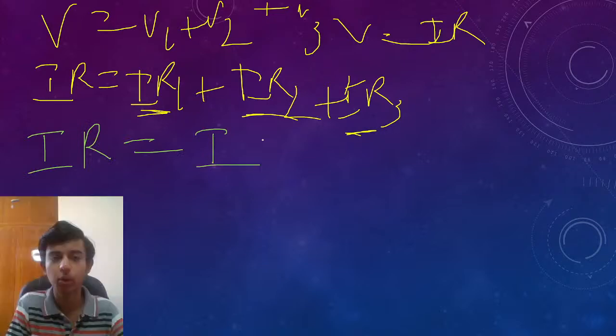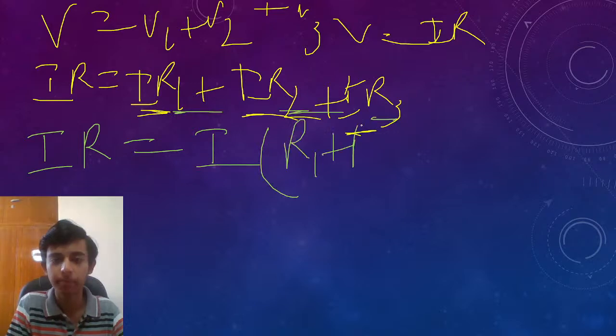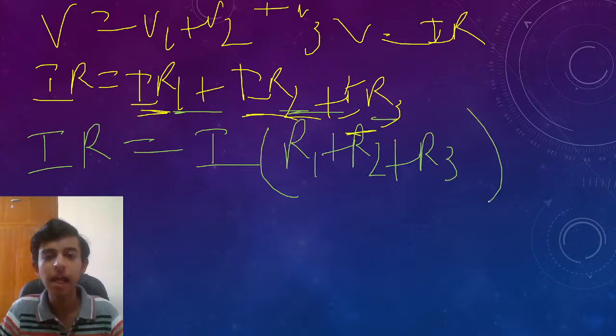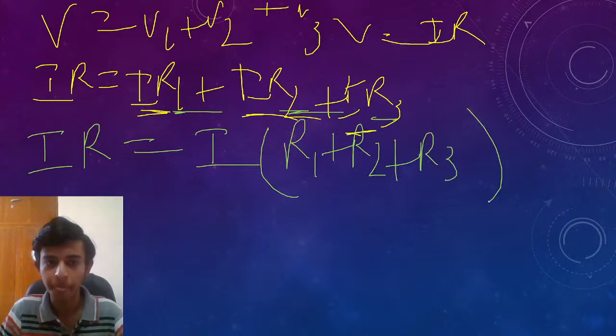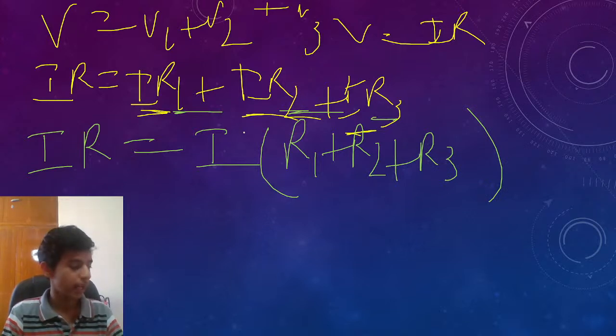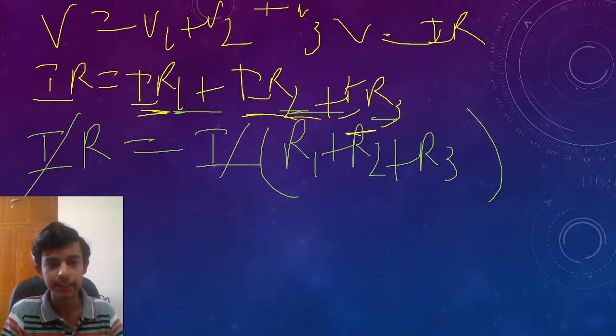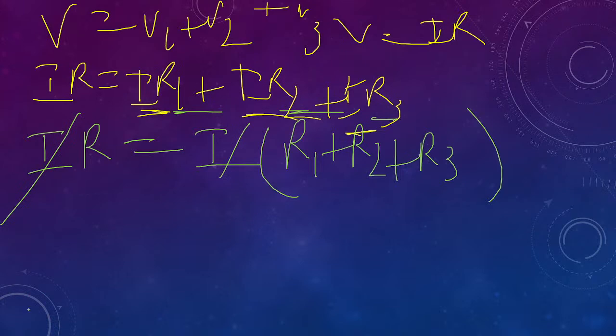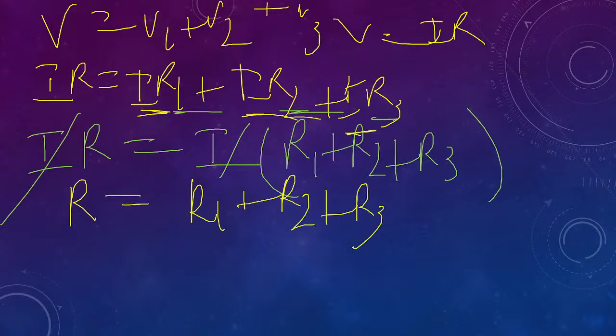Let me open it. Then what am I left with? R1 plus R2 plus R3. I am left with this now. Clear? Now you can see that I and I can get cancelled easily. Now what are you going to get? Now you will get R is equal to R1 plus R2 plus R3.